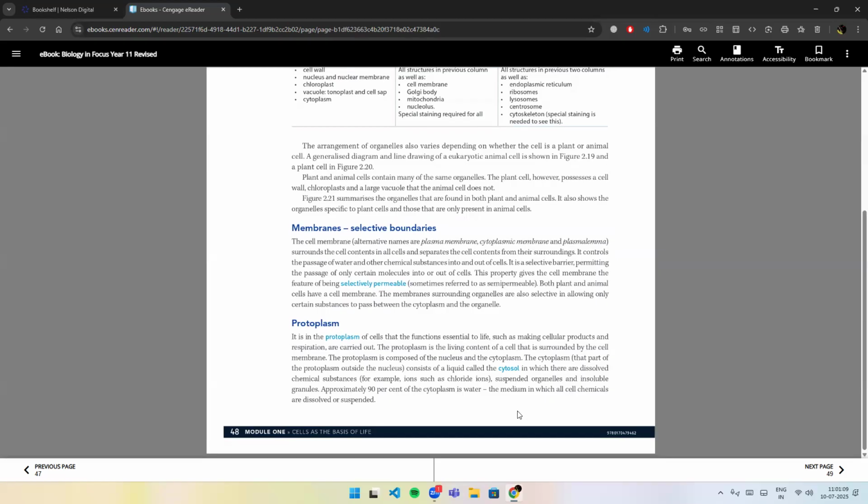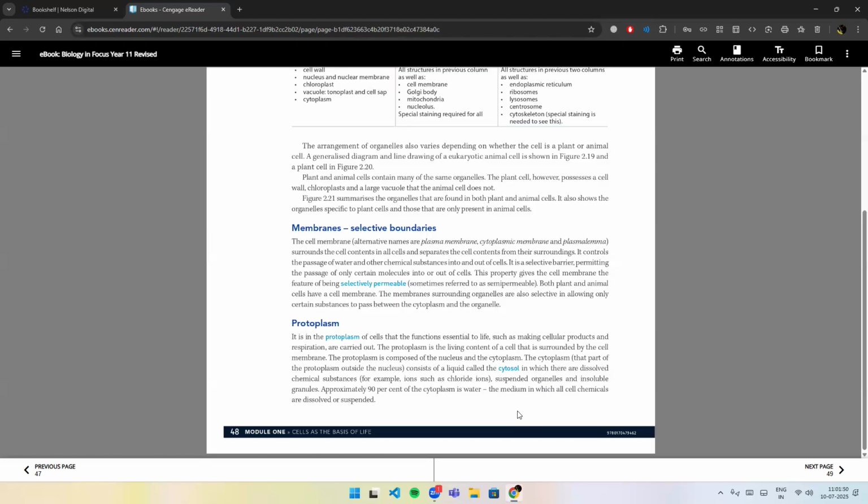Membranes, selective boundaries. The cell membrane, alternative names are plasma membrane, cytoplasmic membrane, and plasmalemma, surrounds the cell contents in all cells and separates the cell contents from their surroundings. It controls the passage of water and other chemical substances into and out of cells. It is a selective barrier permitting the passage of only certain molecules into or out of cells. This property gives the cell membrane the feature of being selectively permeable. Both plant and animal cells have a cell membrane. The membranes surrounding organelles are also selective in allowing only certain substances to pass between the cytoplasm and the organelle.